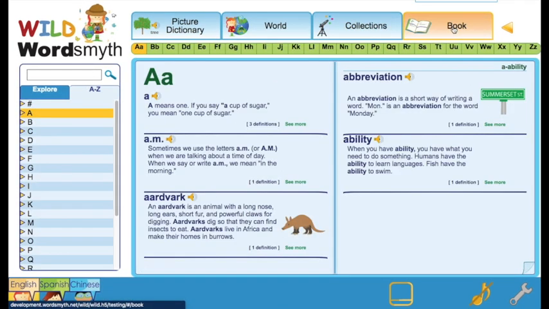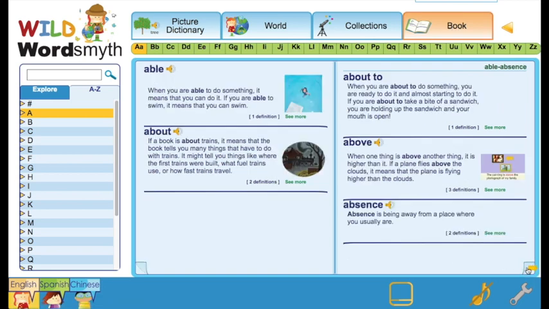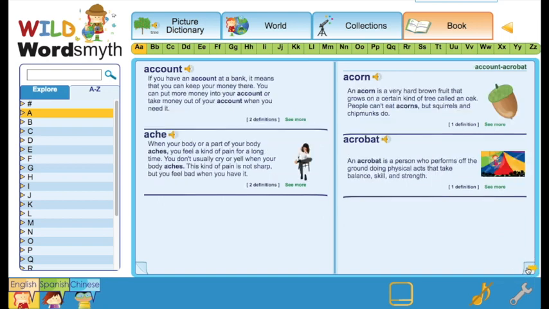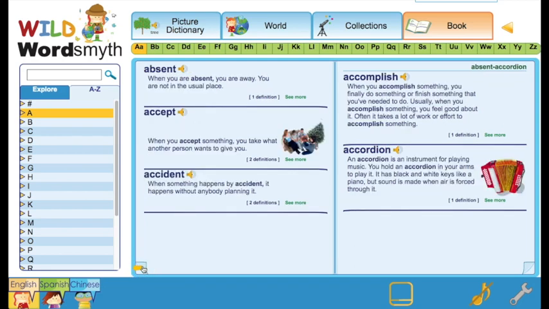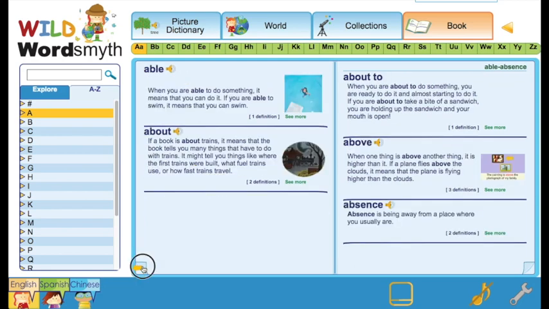The book is based on a traditional dictionary with full entries for each word. The open book is formatted as a page with multiple entries. There are child-friendly definitions along with illustrations. And just like a book, the pages turn by clicking the lower page corners.